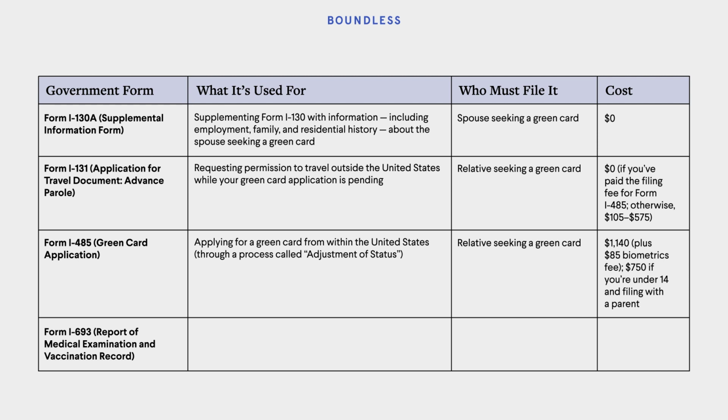Form I-693, Report of Medical Examination and Vaccination Record. This form documents the results of the medical exam. It will be completed by a medical professional and filed by the relative seeking a green card. This form is free of charge.